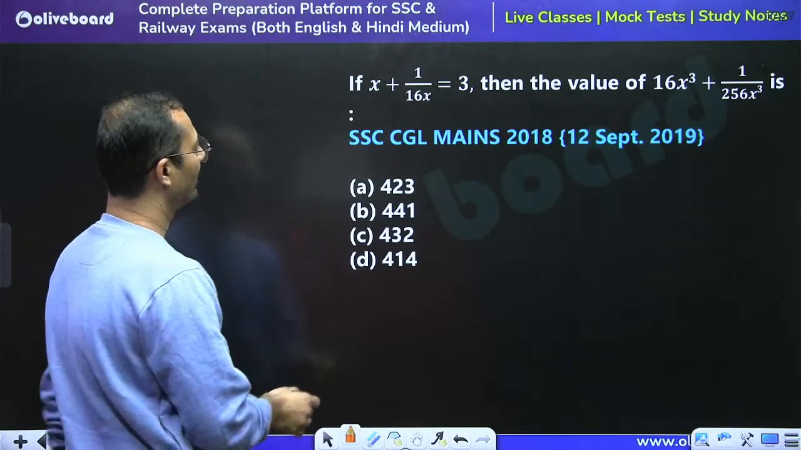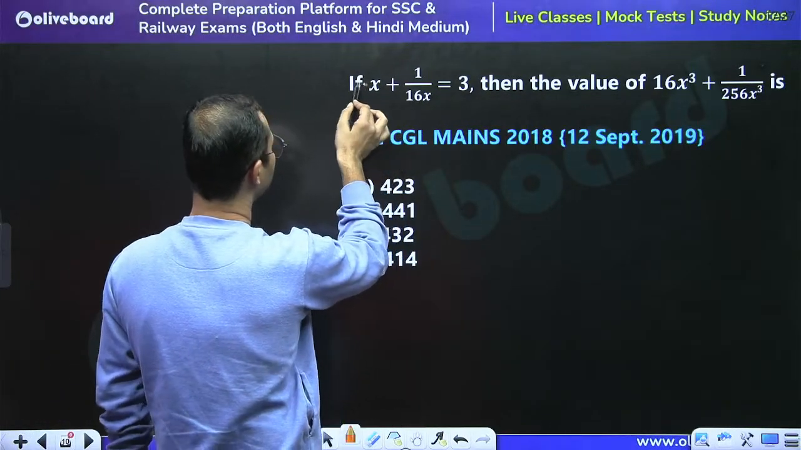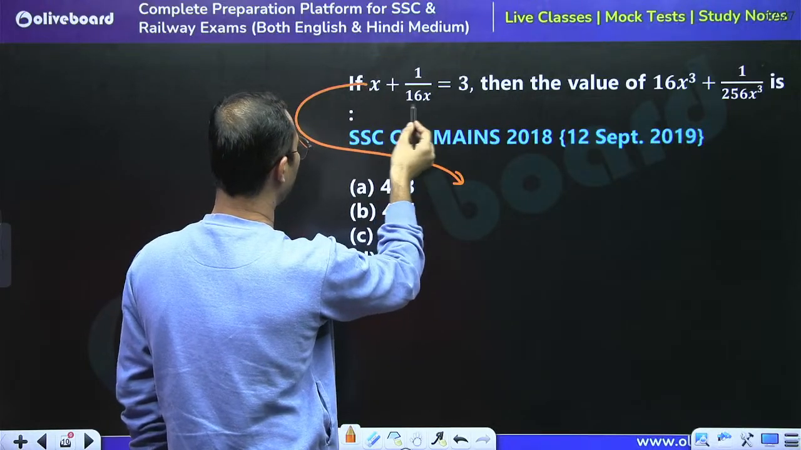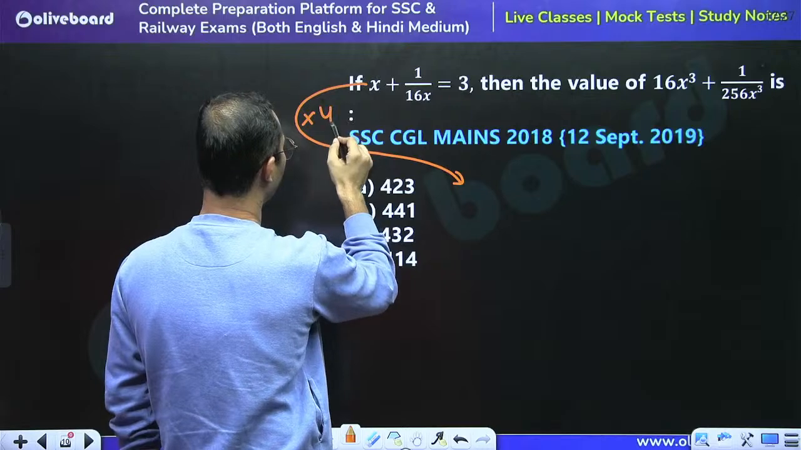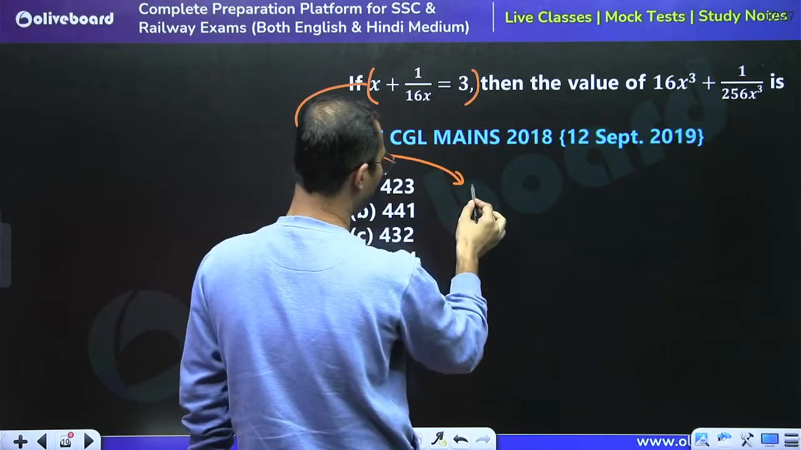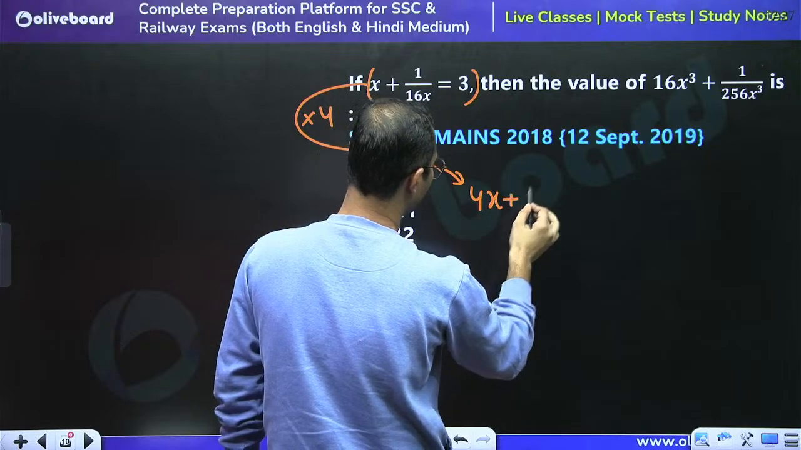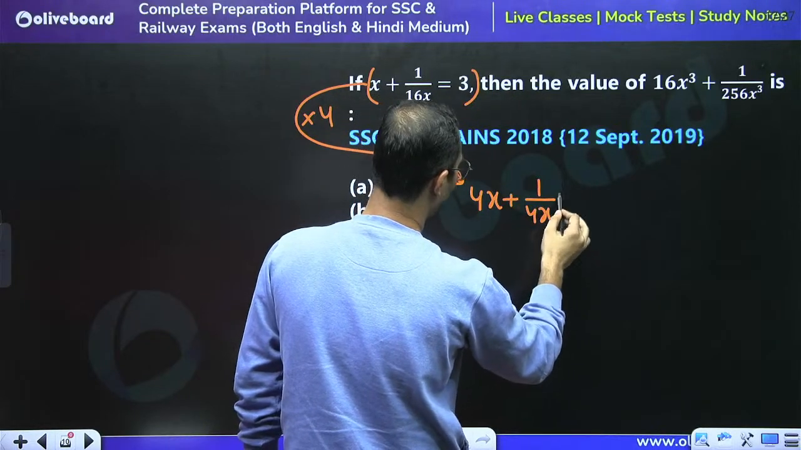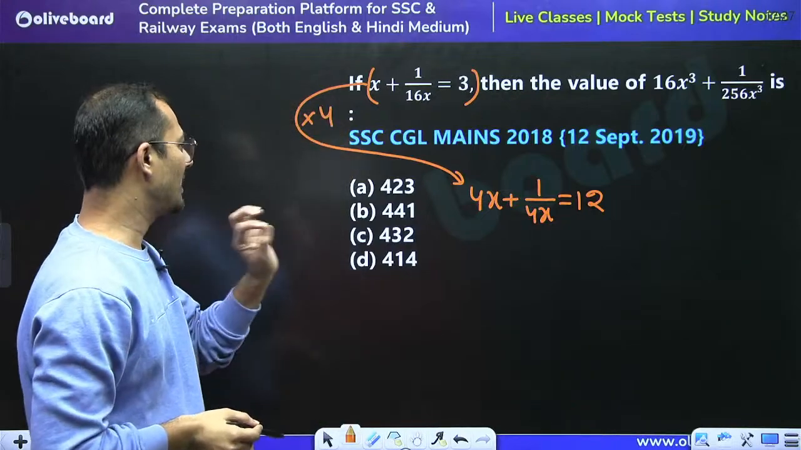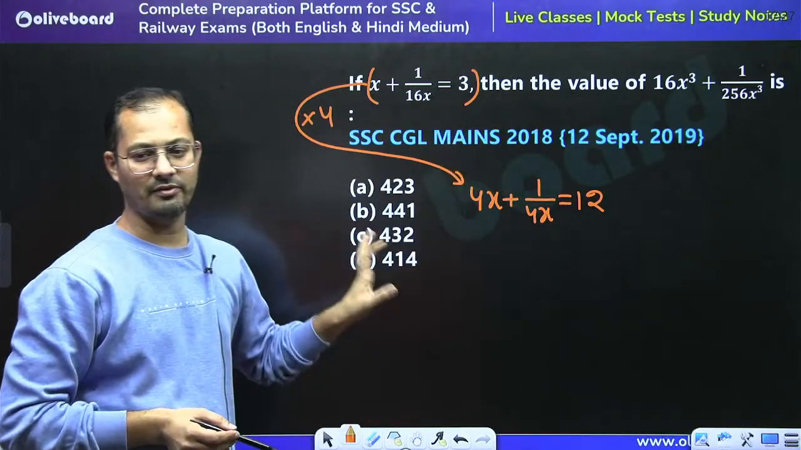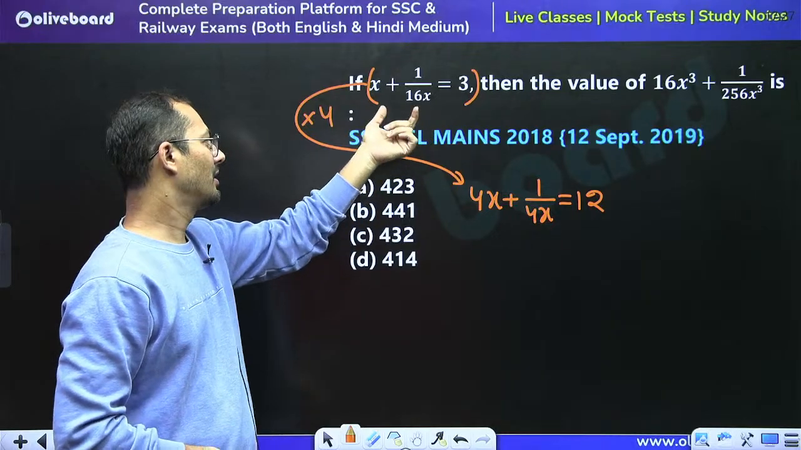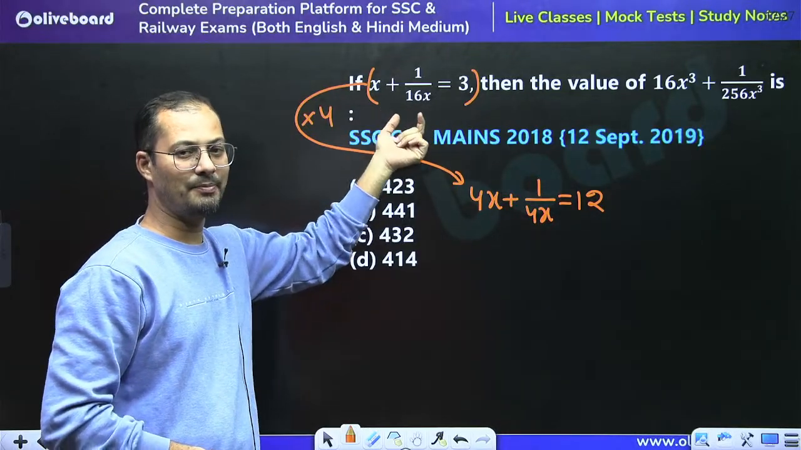See, here what we can do: first multiply by 4 in the complete equation, right? When we multiply the complete equation by 4, I will get 4x plus 1 upon 4x is equal to 12. Is this clear? So the first step is to multiply by 4 in the complete equation, whatever information is given in the question in the form of an equation.